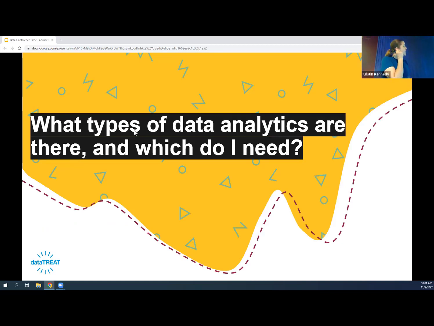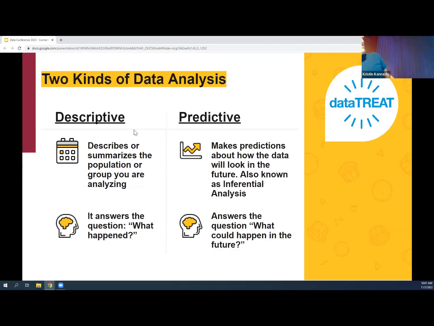Okay, thinking about what types of data analytics are there, and then which ones do you need? Which ones should you ask for? Which ones have been applied to the things that you're looking at? So there are many kinds of analysis. We're going to look at two. We're just going to focus in on descriptive and predictive, just for the sake of simplicity. Descriptive is just what it sounds like. It describes that population you're looking at. And it answers the question, what happens? It gives you an idea of what happened in the past. It looks backwards.